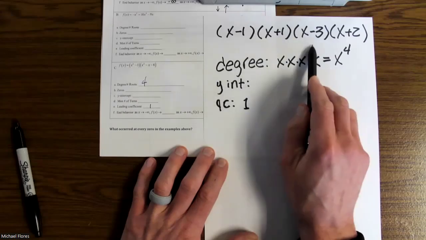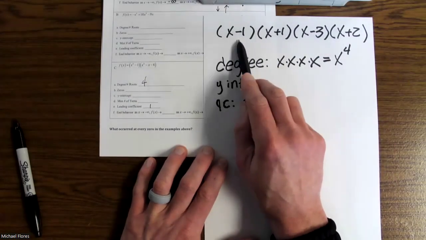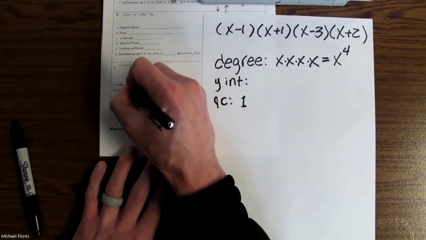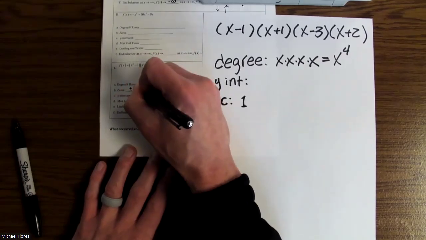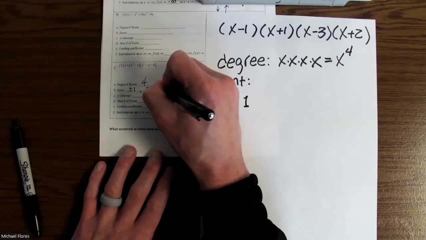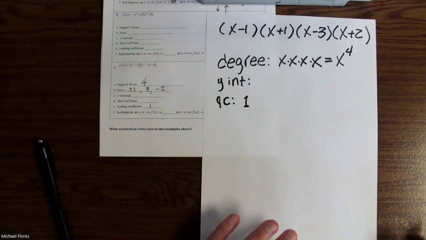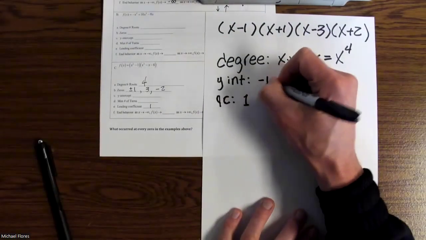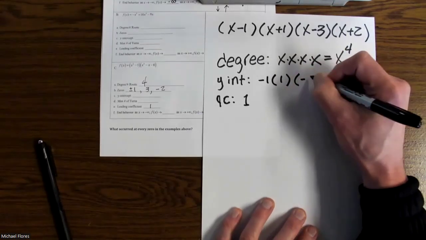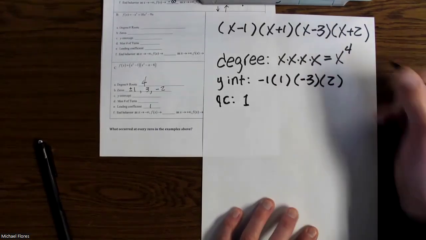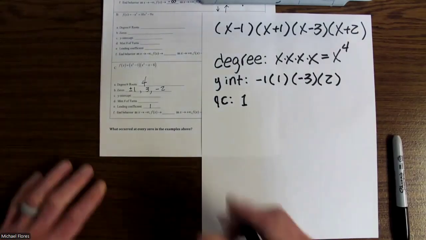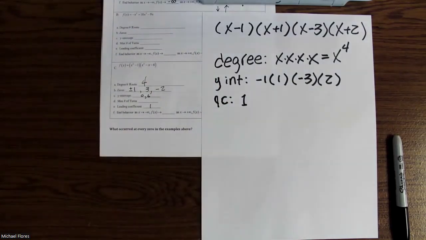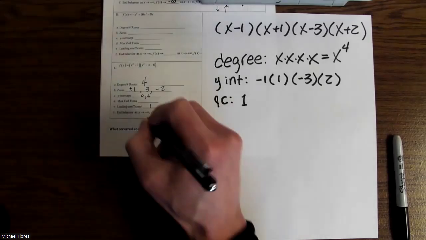Zeros, now that they're all factored out, we can find them very easily. We have a 0 at 1, negative 1, 3, and negative 2. To find y-intercept, now that we factored everything out, let's look at our constants in the parentheses. Negative 1 times 1 times negative 3 times 2. 6, looks like. 0, 6. Maximum number of terms. Well, now that we've identified it's a fourth degree, 4 minus 1 is 3.